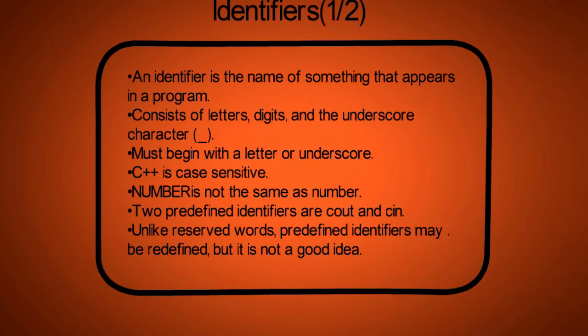An identifier is the name of something that appears in a program. It consists of letters, digits, and the underscore character, and must begin with a letter or underscore. C++ is case sensitive. Number is not the same as number. Two predefined identifiers are cout and sin. Unlike reserved words, predefined identifiers may be redefined, but it is not a good idea.